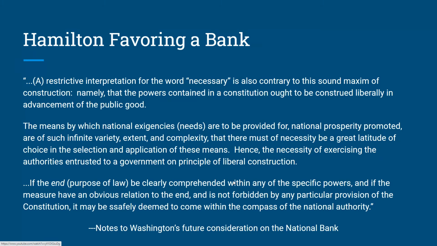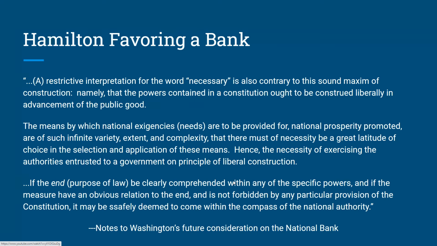"The means by which national exigencies are to be provided for, national prosperity promoted, are of such an infinite variety, extent, and complexity that there must of necessity be a great latitude of choice in the selection and application of these means. Hence, the necessity of exercising the authorities entrusted to a government on the principle of liberal construction." So he's talking about loose construction, right? We've got to be able to view the Constitution in a much wider, liberal, loose scope.